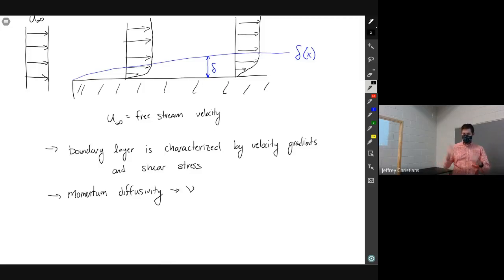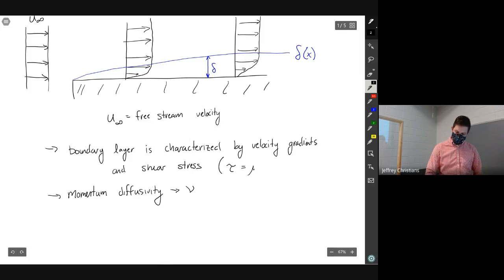And this happens because of the momentum diffusivity nu. Again, just as a reminder for fluids folks and for those who have taken it a while ago, the shear stress, we could write tau equals mu du dy. So viscosity times the gradient of the velocity. So times the slope.